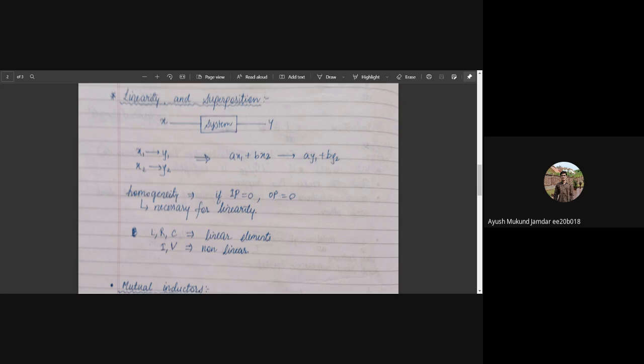So the circuit elements that we are going to deal with, basically the inductors, capacitors, resistors, they are all linear elements. They follow linearity. And talking of the circuit elements, as we said, inductors, capacitors, resistors, and apart from these, voltage sources, current sources, and dependent sources are what we are going to deal with.